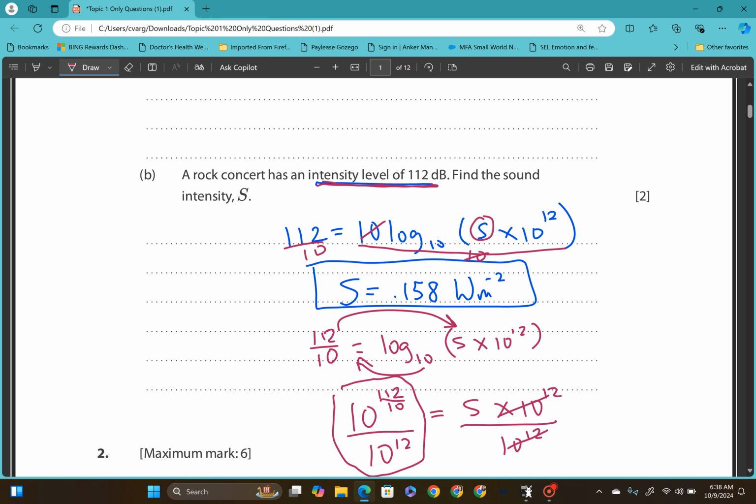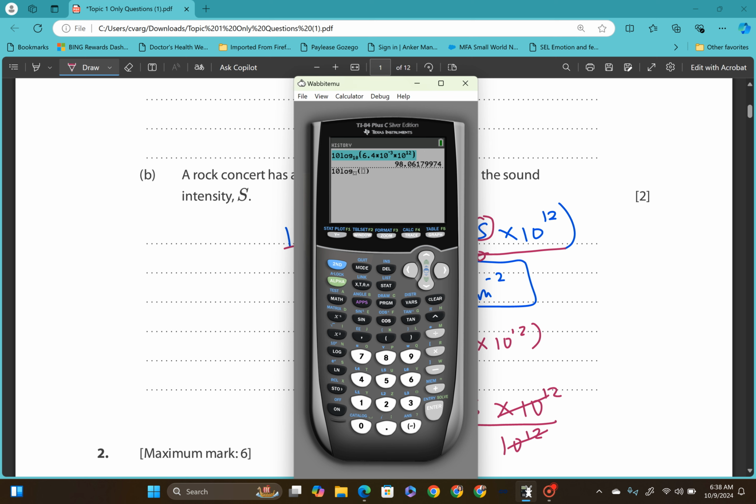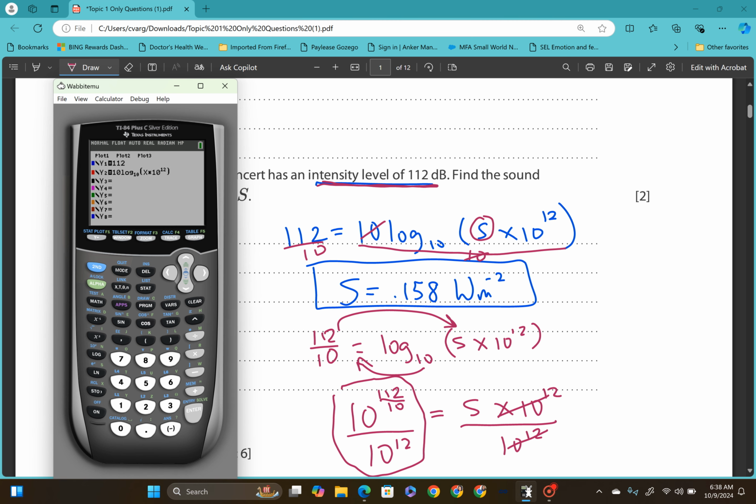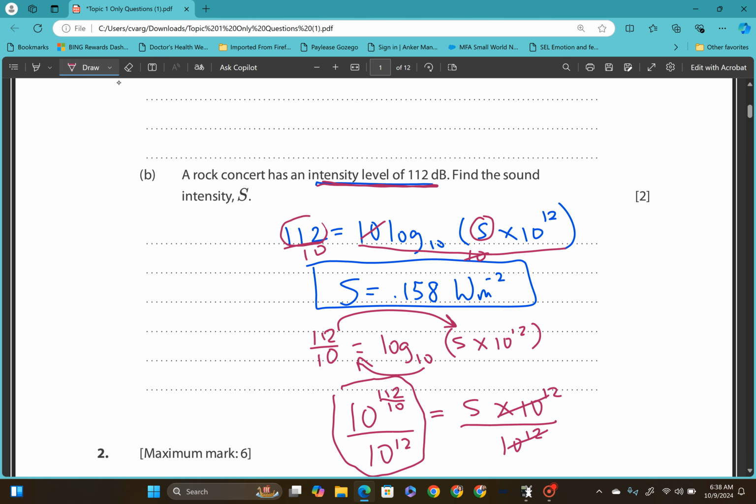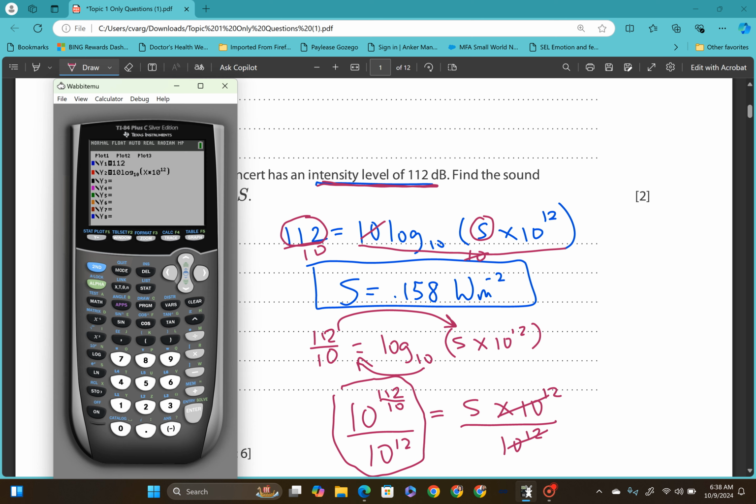So the first way I want to show it to you is by plugging it into the calculator. So we go to y equals right here, and you type in whatever is on the left side of the equal sign, which is the 112. We're plugging that into y1. And whatever is on the right side of the equal sign, we plug it into y2. Again, do this with me. Do not just watch me do it, please.